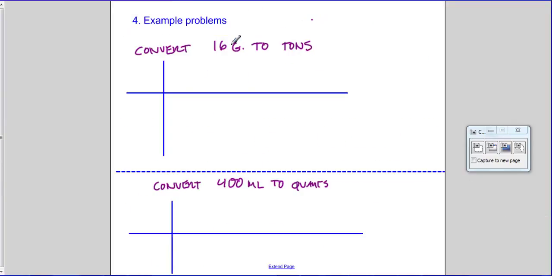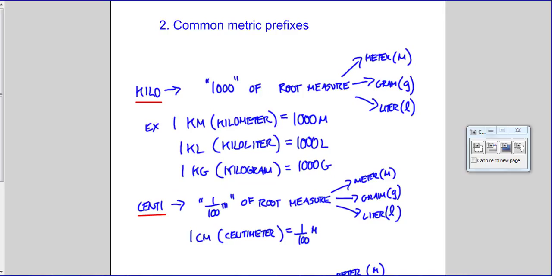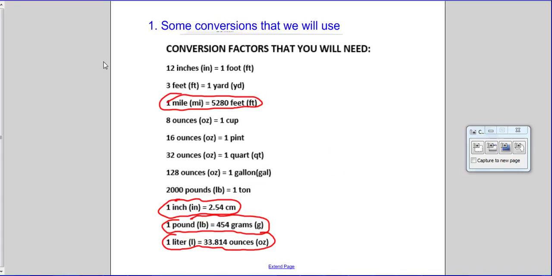All right, next problem, 16 grams to tons. Well, grams is metric, tons is English, so I'm going to need a conversion here, and I'm going to have to use pounds to grams, because that's the English-metric conversion I have, and I have that right here.